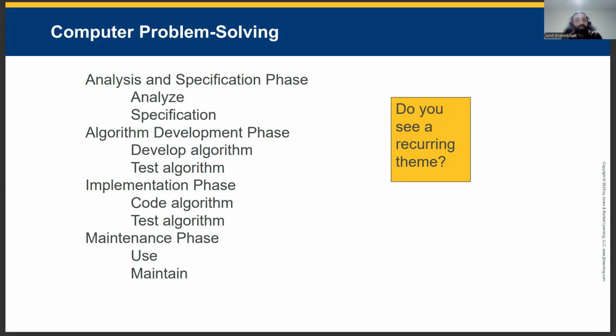Computer problem-solving process. Here, this slide maps the computer problem-solving process into distinct phases. First is the analysis and specification phase, where you analyze the problem and define what the solution must achieve. Next is the algorithm development phase, where you design and test the algorithm conceptually. Then comes the implementation phase, where you code and test the working program. Finally, in the maintenance phase, you use the program, update it, and correct issues as they arise.